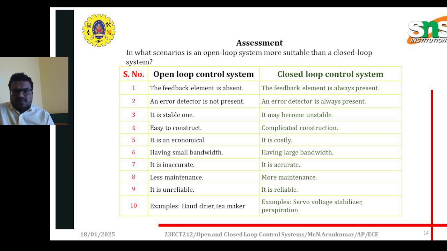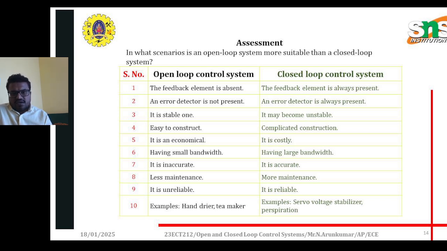In an open loop system, the feedback element is absent. The main thing is that feedback is absent, and next, error detection is not present because we don't know which kind of errors have been generated during signal transmission. So one thing really not present in open loop is error detection. Next, it is stable, easy to construct, and economical. So these are some few advantages over closed loop systems.